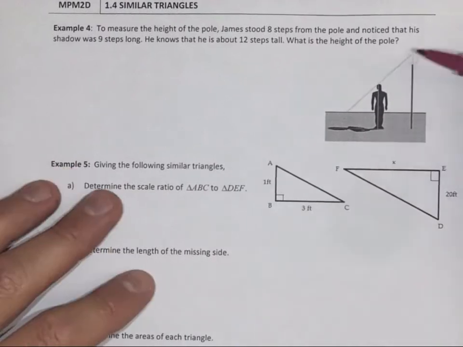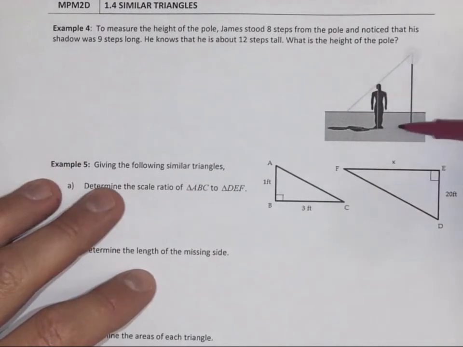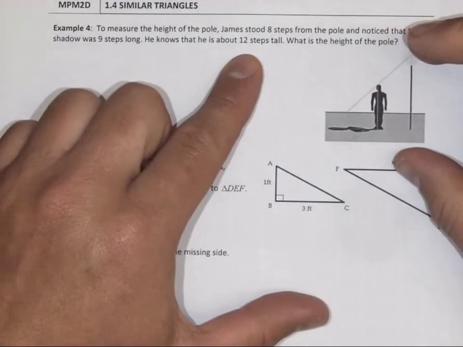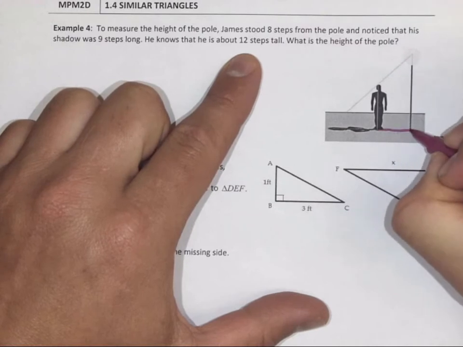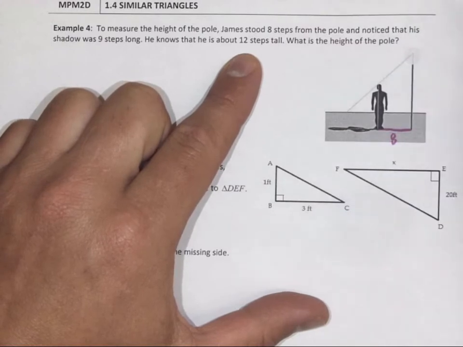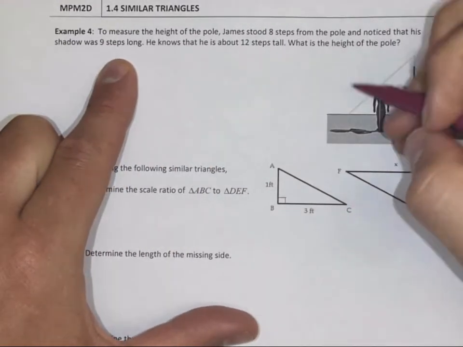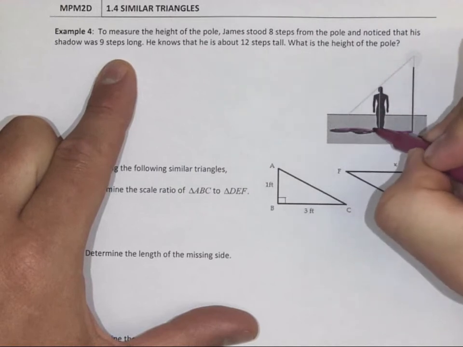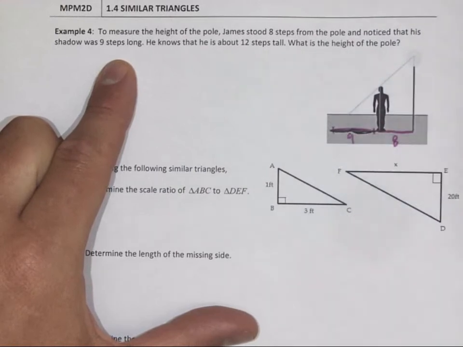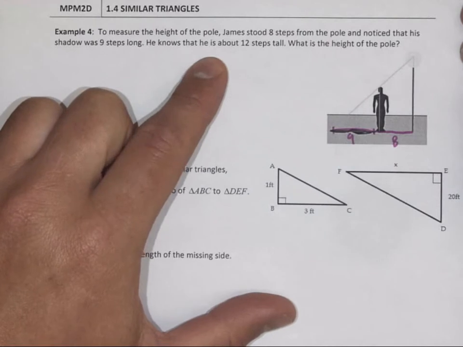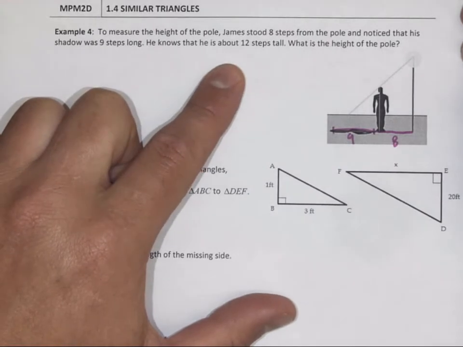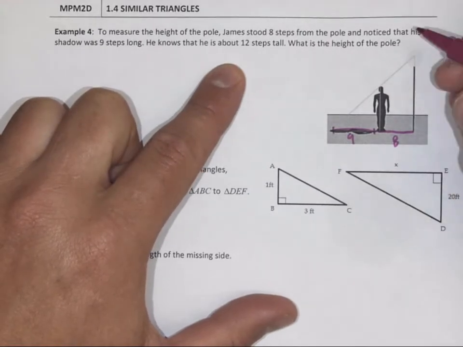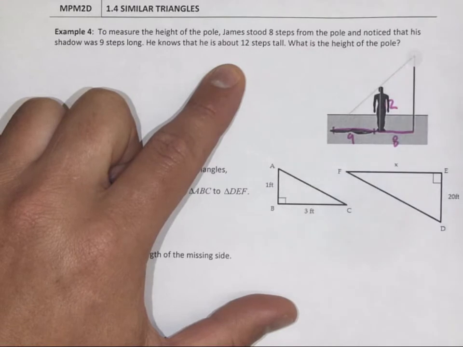Measure the height of a pole. James stood 8 steps away. So that means that that is 8 steps. And notice that his shadow is 9 steps long. That means that is 9 steps long. He knows that he is about 12 steps tall. What is the height of the pole?